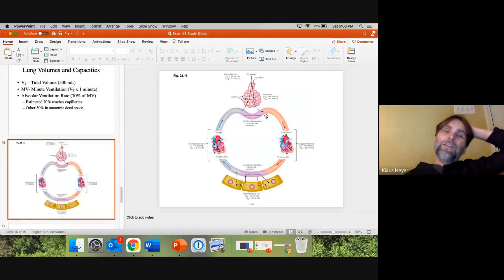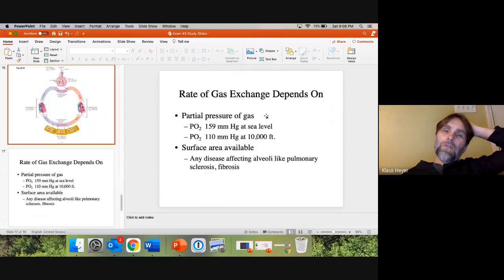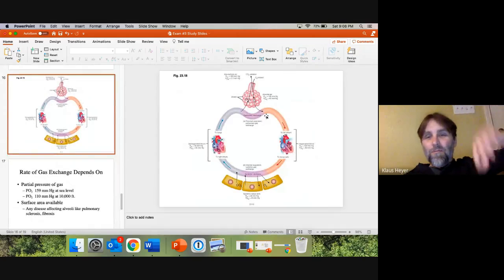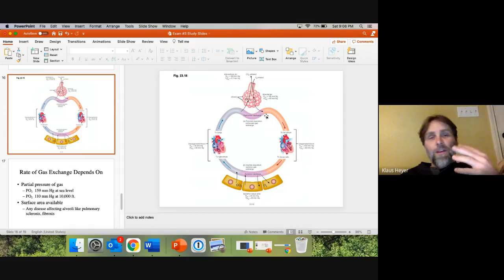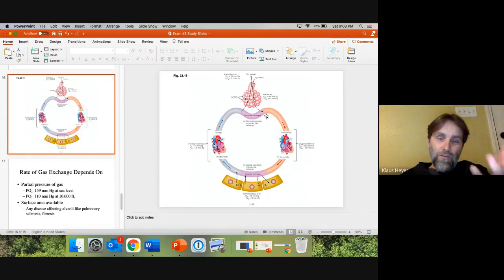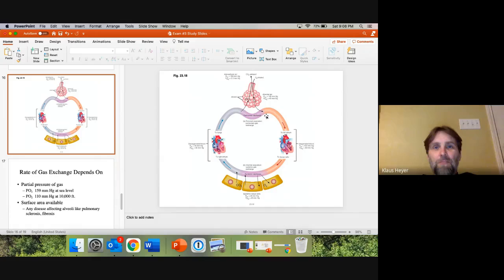I want you to have an idea here. This is Dalton's. I don't have a slide on it, but this is Dalton's law. Dalton's law is about how each gas exerts its own pressure. Here, the two gases we're really talking about are oxygen and carbon dioxide. So they have pressures, just like blood pressure. It's the same thing, millimeters of mercury, right?